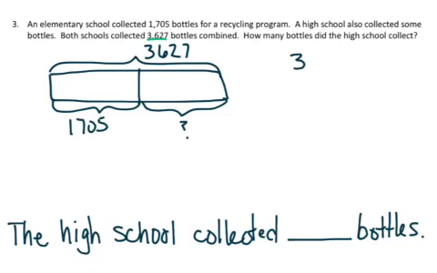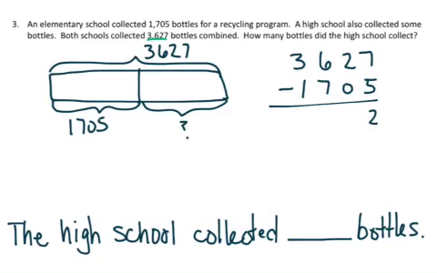So we can do 3,627 subtract 1,705 to have a difference of 1,922. So the high school collected 1,922 bottles.